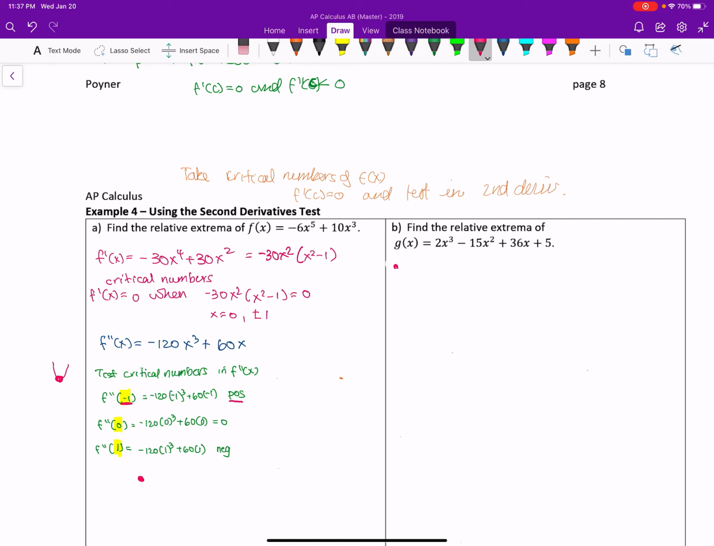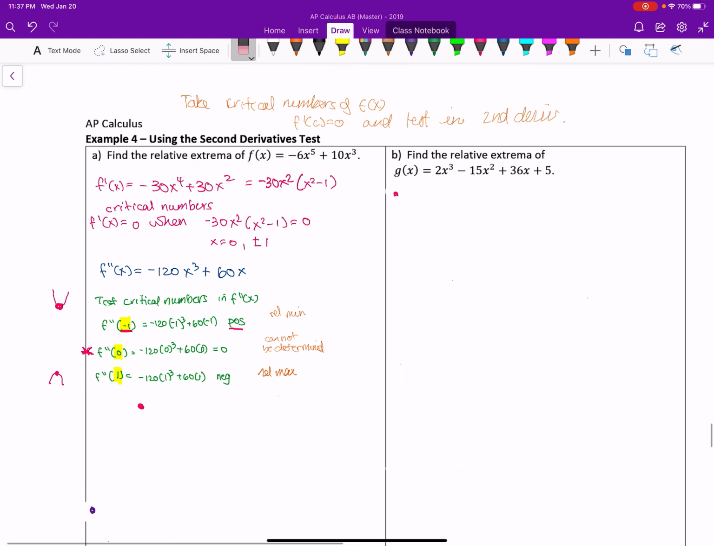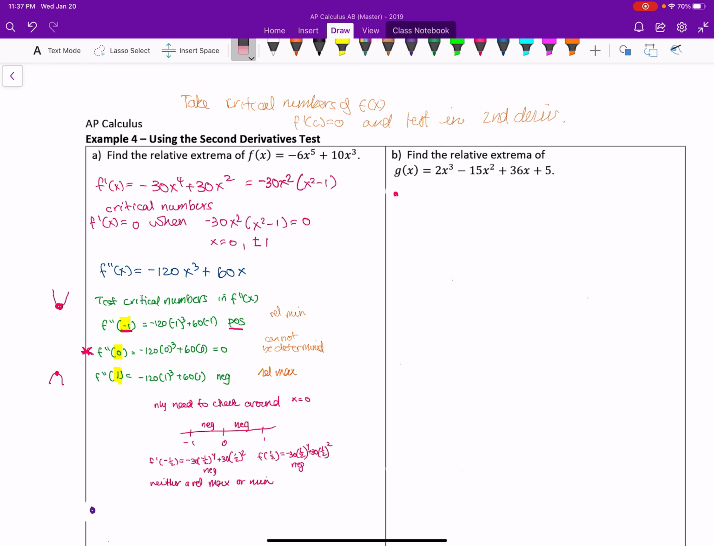At f double prime of 0, we ended up getting a 0. So this one is a little bit more shaky. What do we do, right? I have to test that. And f double prime of 1 is negative, so that means it's concave down. So that point must have been up there at the tippy top. It must have been a maximum. So we end up with a relative minimum. Where it's equal to 0, it can't be determined. I have to do it in a different way. And a relative maximum. So let's look at what we can say, though.